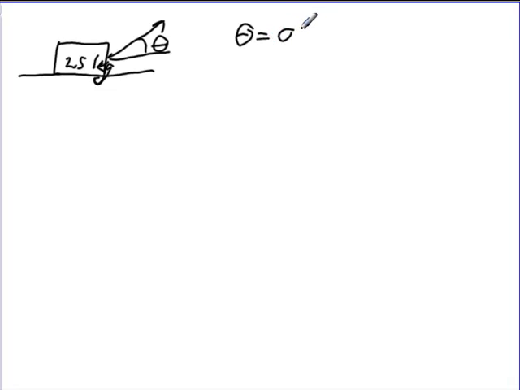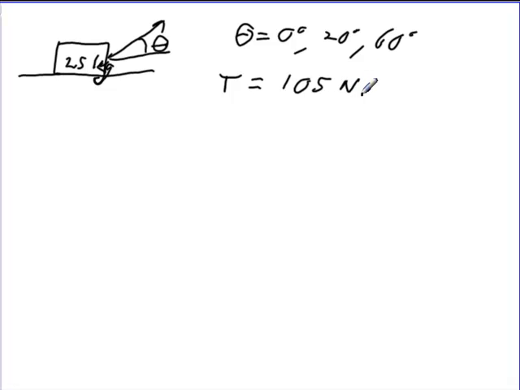So let's demonstrate that. Let's consider a situation where we have a 25 kilogram box sitting on a table, and we're going to pull on it with a rope. That rope will be at an angle theta, and we will consider the situation where that angle theta is 0 degrees, 20 degrees, and 60 degrees, and we will pull with a tension of 105 newtons.